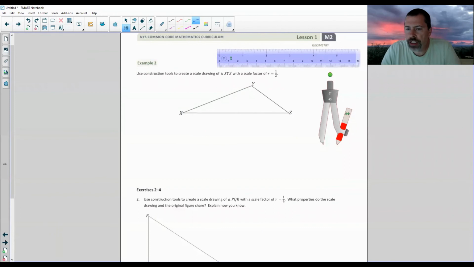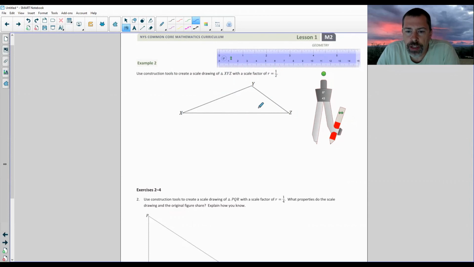Page 2 brings us to example 2, and this time it says use construction tools to create a scale drawing of triangle XYZ with a scale factor of R equal to 1/2. So we're going to cut this triangle down to size. We're going to cut it in half. Well, what can you think of? How do we cut a line segment in half?